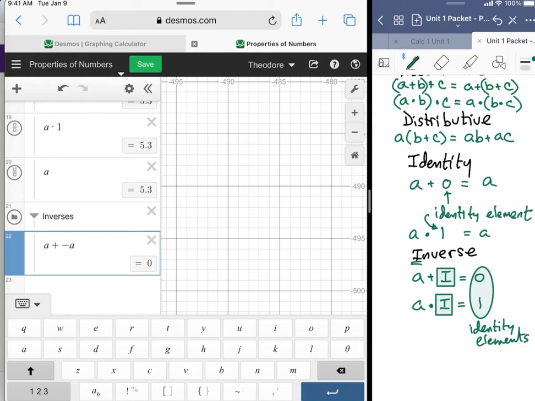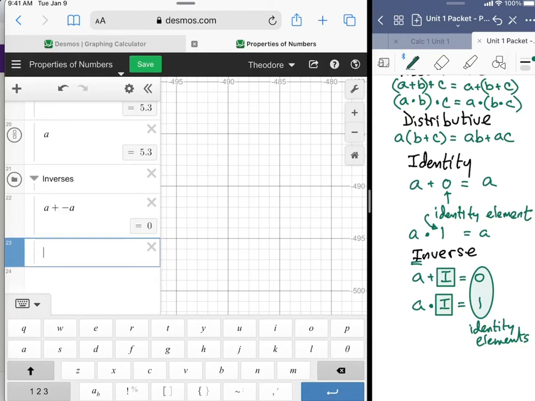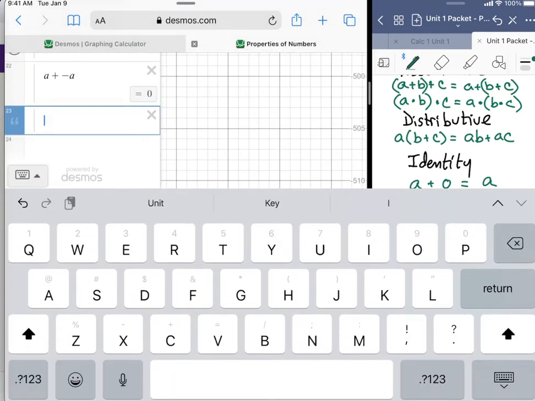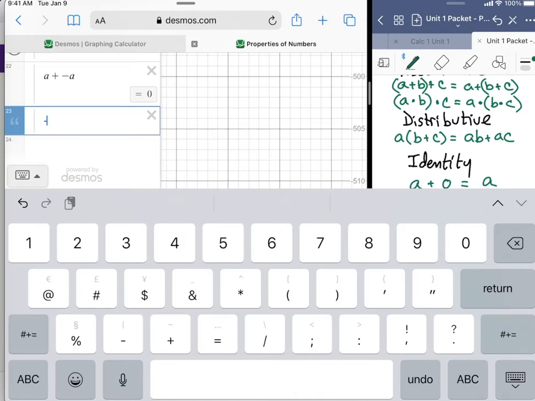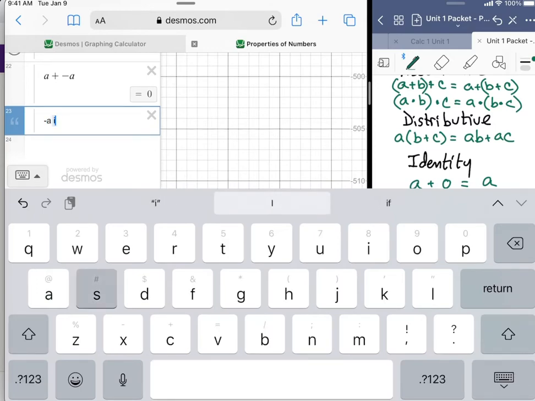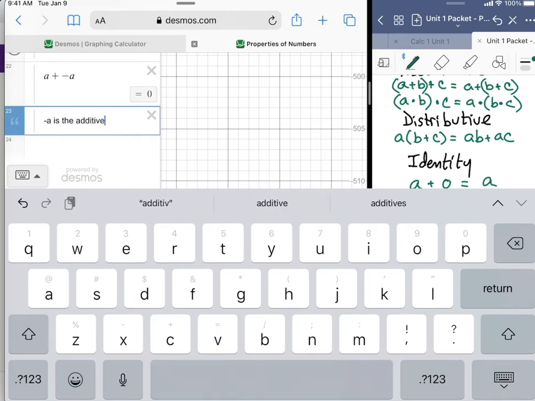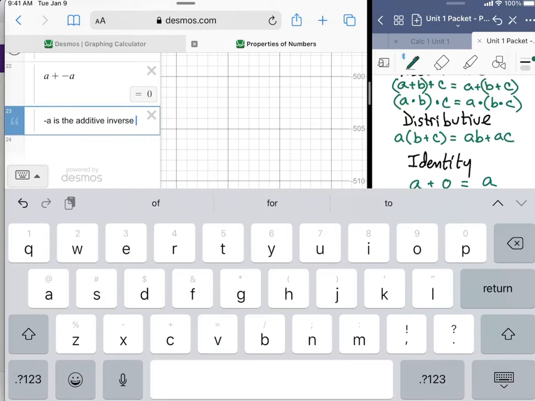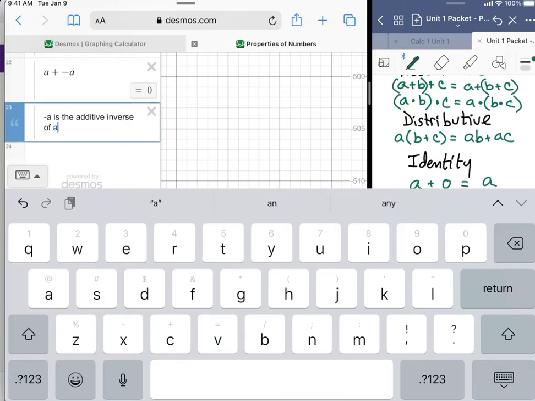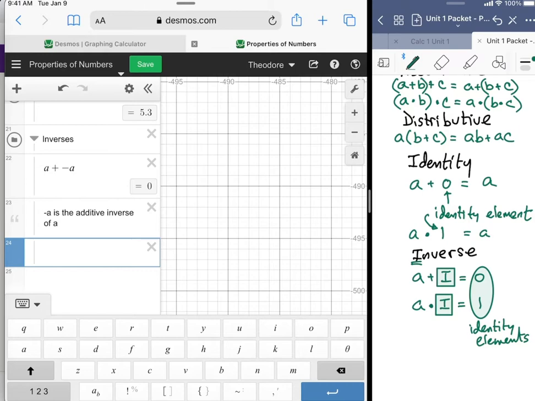All right? So I would say here, negative A is the additive inverse of A. All right, then we would have A times 1 over A.